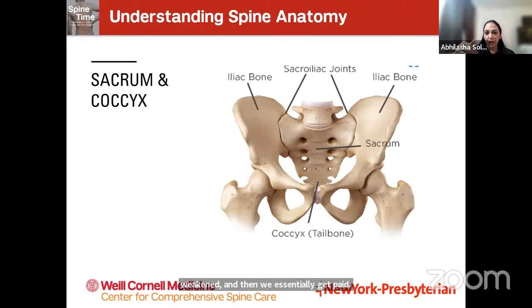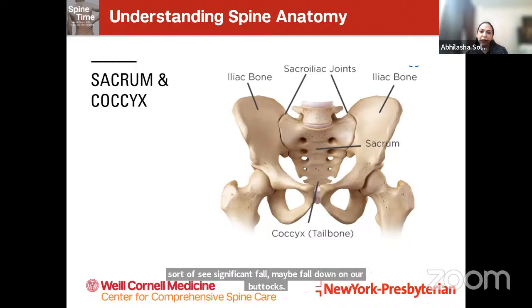The lowest part of the spine is called the tailbone or the coccyx, which you can see at the very bottom of this picture. That usually gets injured when we have a very significant fall and we fall down on our buttocks. But other than that, it's fairly asymptomatic.